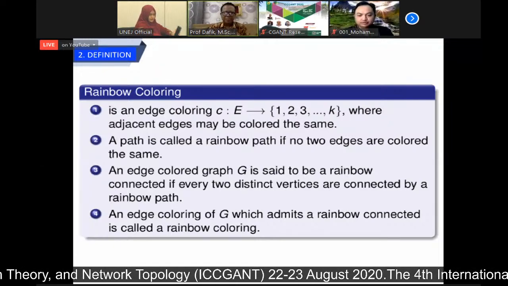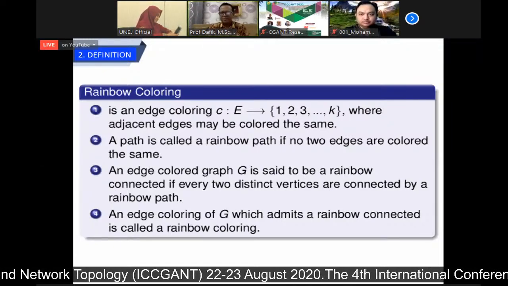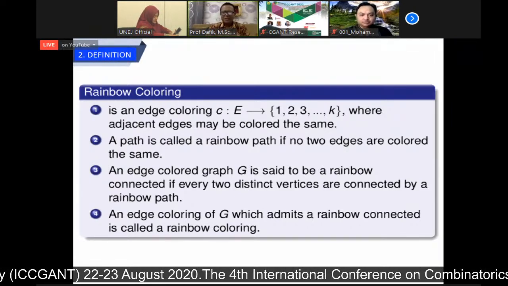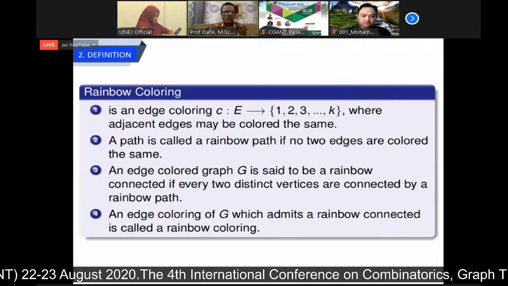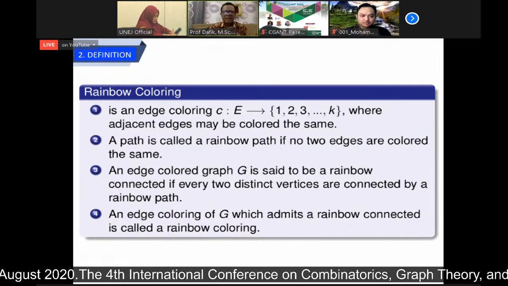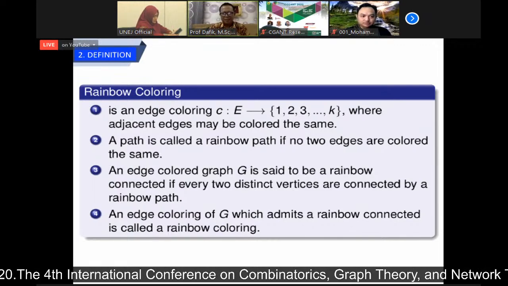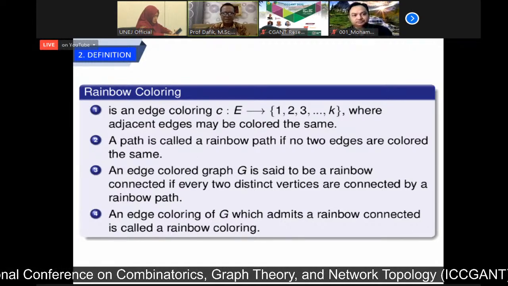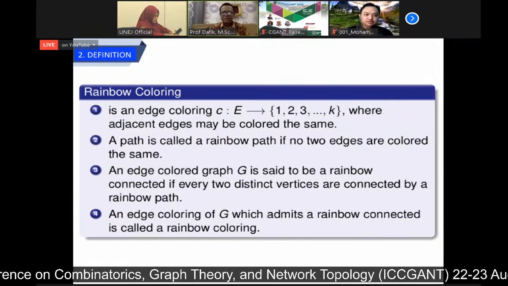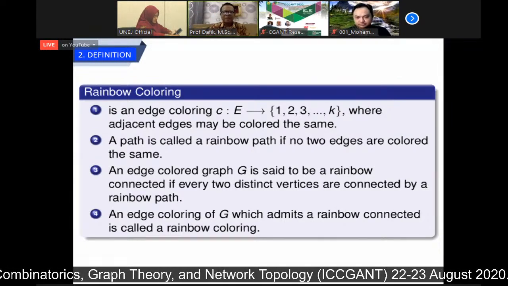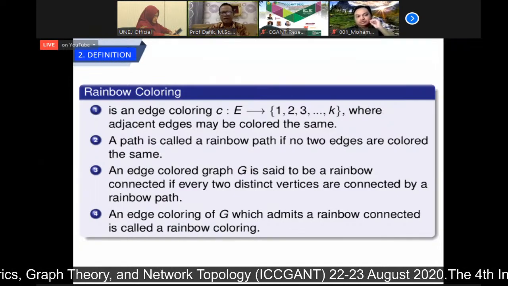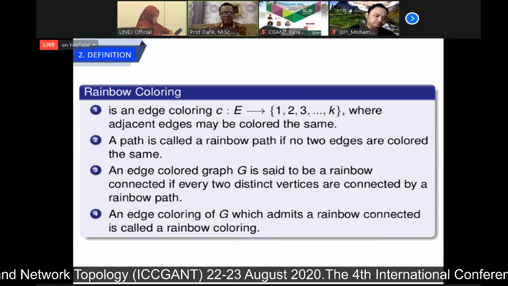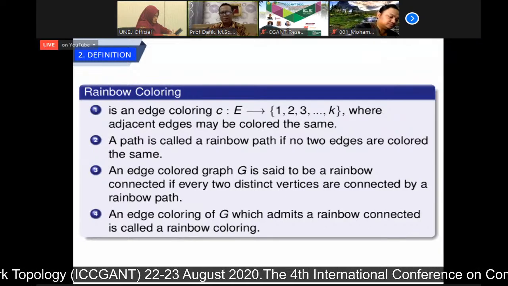Rainbow coloring is an edge coloring c that maps the elements of the edge set into 1, 2, 3 up to k, where adjacent edges might be colored the same. A path is called a rainbow path if no 2 edges are colored the same. An edge-colored graph is said to be rainbow connected if every 2 distinct vertices are connected by a rainbow path. And an edge coloring of G which admits rainbow connectedness is called a rainbow coloring.